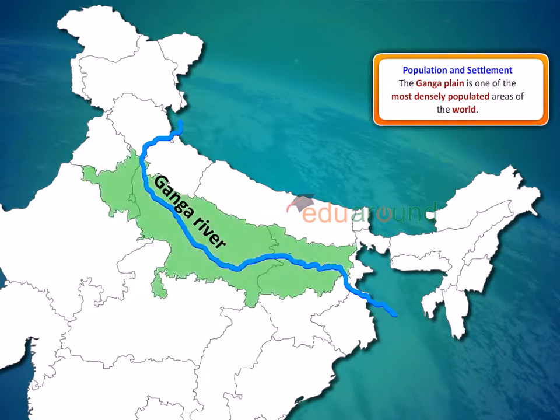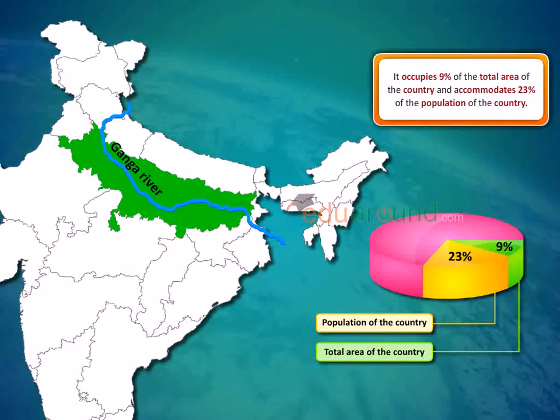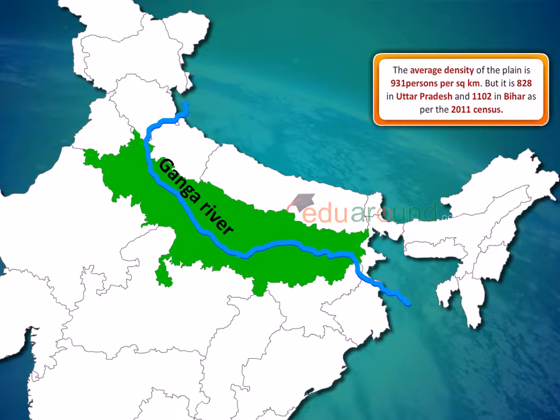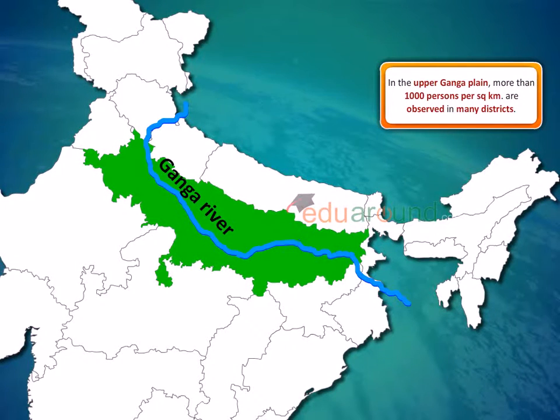Population and settlement. The Ganga Plain is one of the most densely populated areas of the world. It occupies 9% of the total area of the country and accommodates 23% of the population of the country. The average density of the plain is 931 persons per square kilometer, but it is 828 in Uttar Pradesh and 1,102 in Bihar, as per the 2011 census. In the Upper Ganga Plain, more than 1,000 persons per square kilometer are observed in many districts.